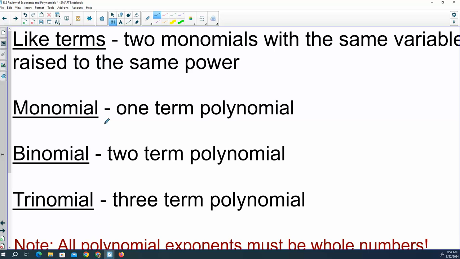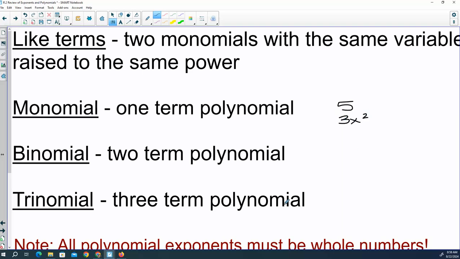So monomial is one term. Give me an example of a monomial. 5. Yeah? Give me another. 3x squared. Those are monomials.